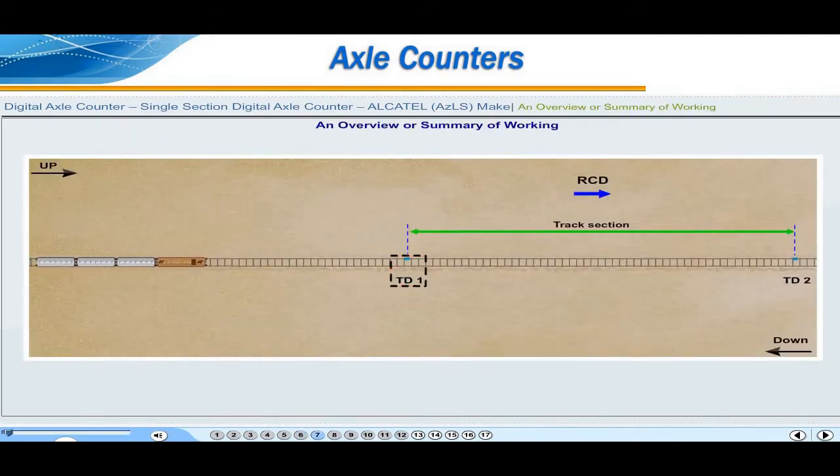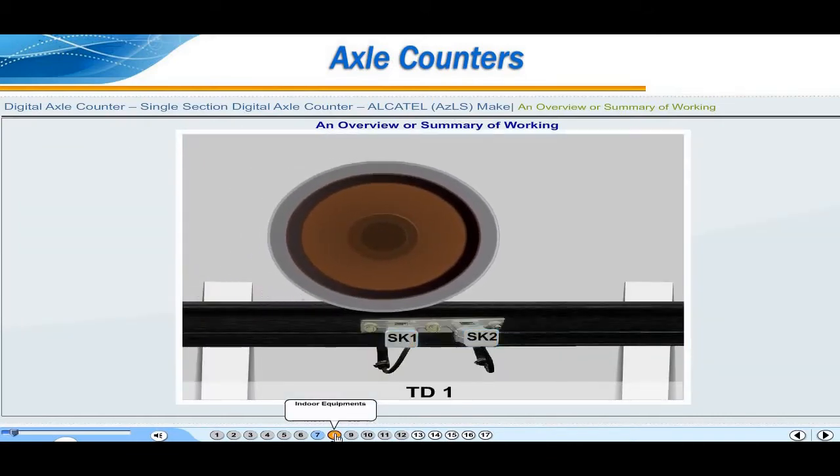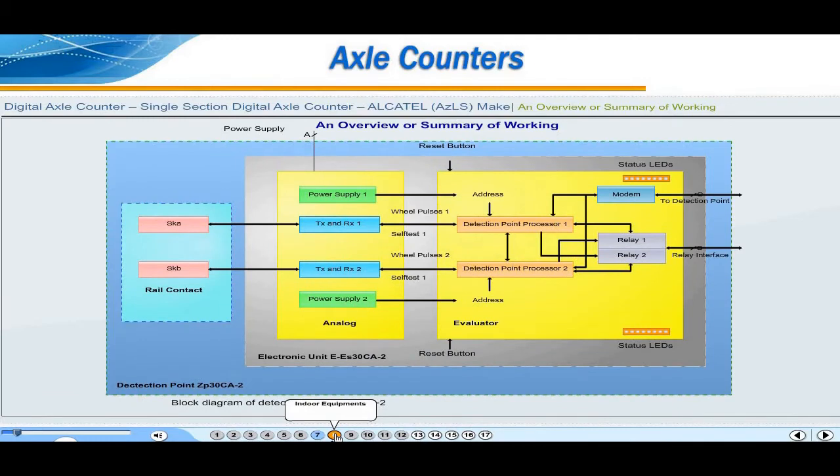Overview or summary of working. When a wheel passes over the rail contact, a phase reversal of the receiver signal will take place in the track device. This information will be sensed by the evaluator card and it will be processed by CPU 1 and 2 of the evaluator card. The CPUs will process the data independently and will tally the data before giving an output.